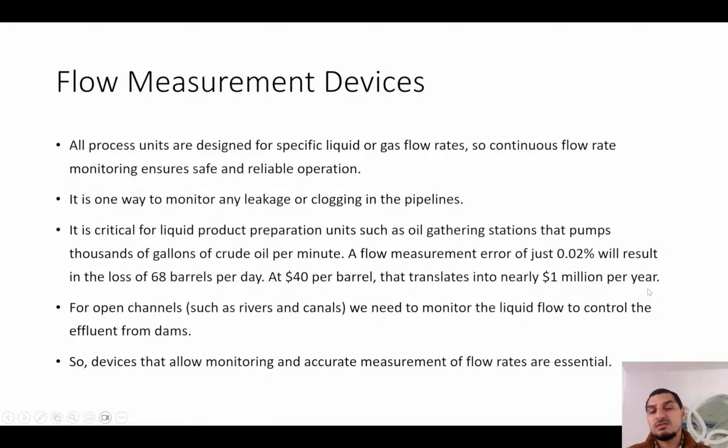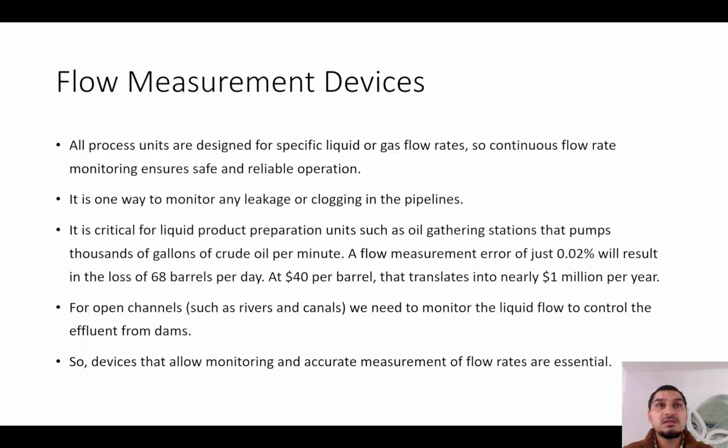So it's important to know how much flow is there, because this will cost a lot of money if it's not accurate. It's also important for open channels, whether rivers or canals, for irrigation and other reasons. So we need to know also how to measure the flow of water. So the message that I want to deliver here is that the flow measurement devices are very crucial and important for any process that contains flowing fluid.